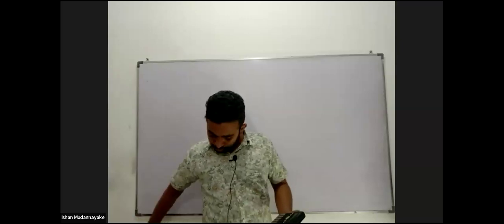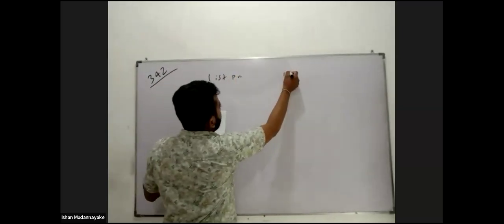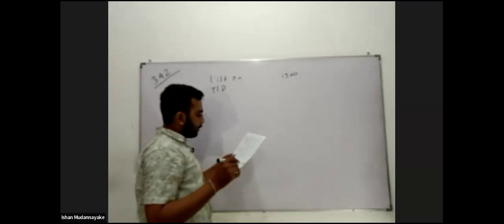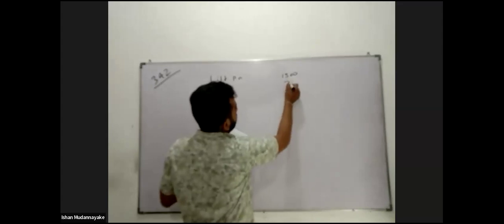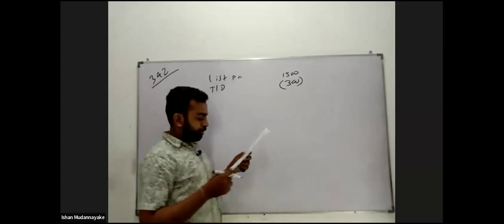Question 342. List price 1,500. From this price, you need to deduct the trade discount. How much is the trade discount? 20% of 1,500 is 300. We need to deduct the trade discount. VAT percentage, no need for VAT.